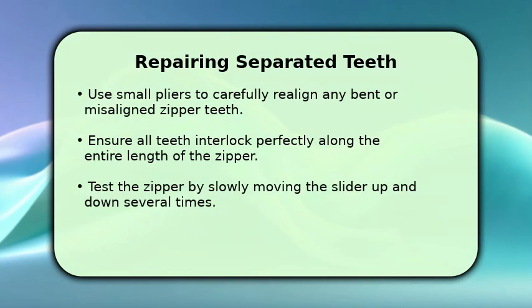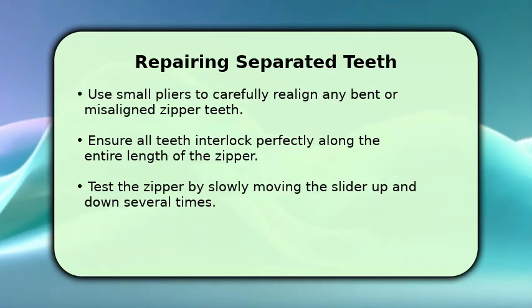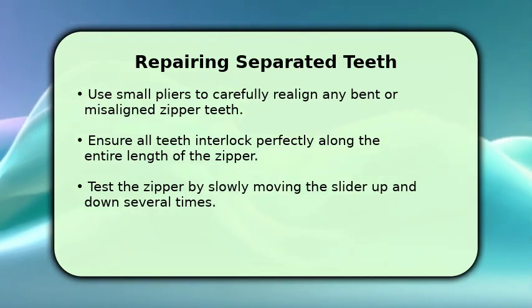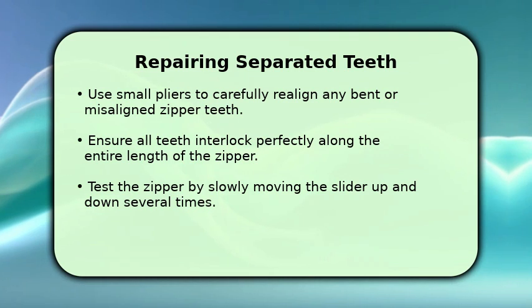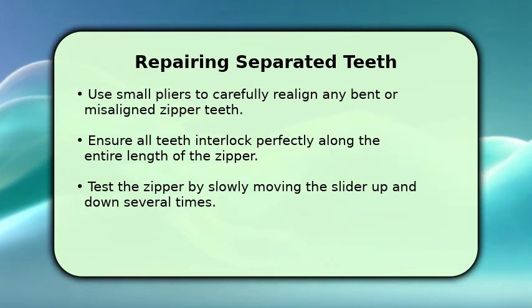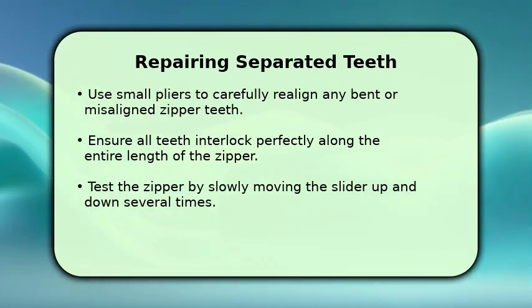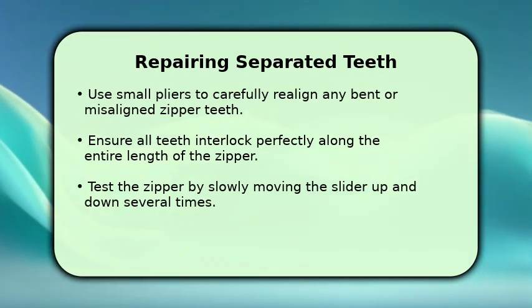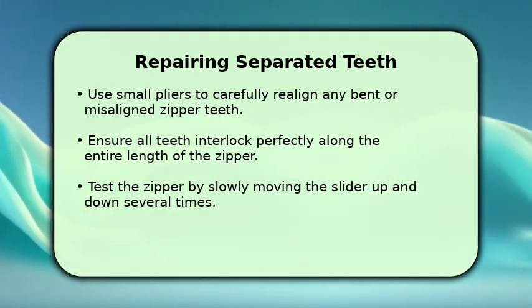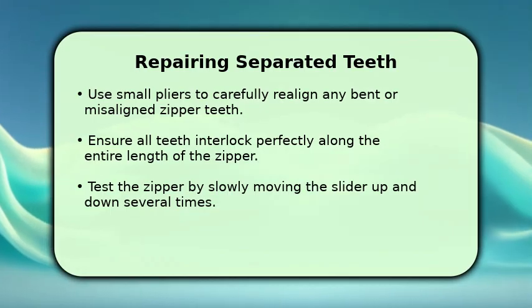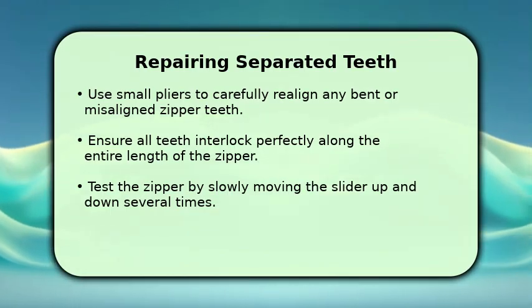When zipper teeth separate, it often means they are bent or misaligned. Use a pair of small needle nose pliers to gently straighten any bent teeth. Work slowly and methodically, ensuring each tooth is perfectly aligned with its counterpart. Once you believe they are straight, slowly pull the slider up and down the zipper's full length. Repeat this action 2 or 3 times to confirm the teeth are now interlocking correctly and smoothly.